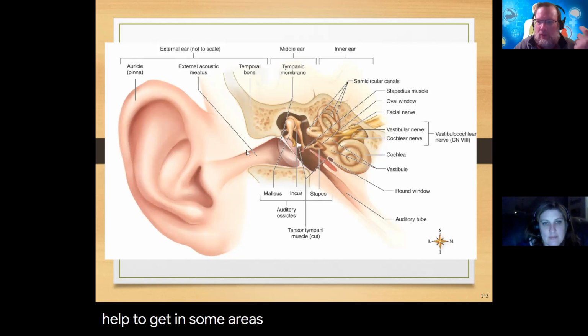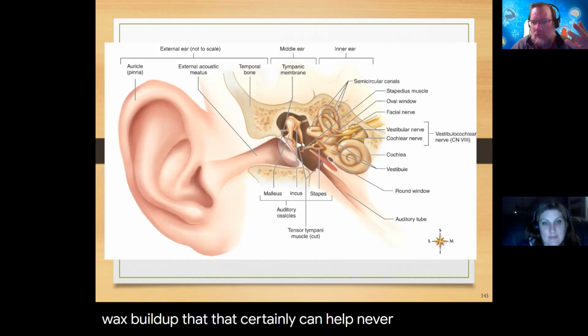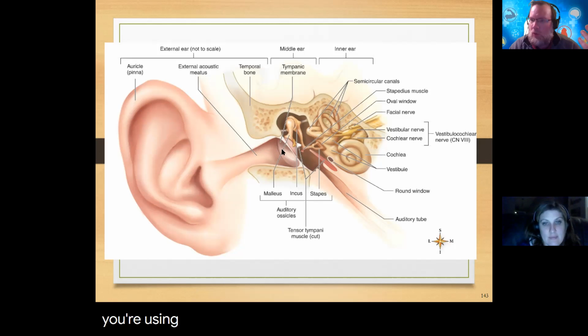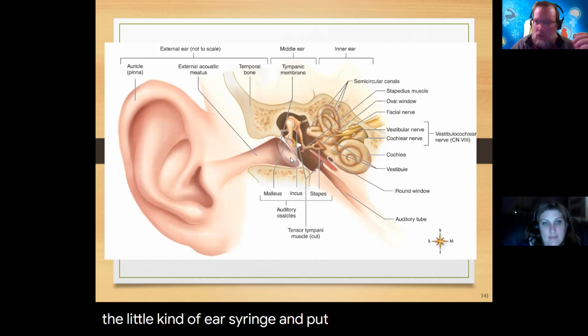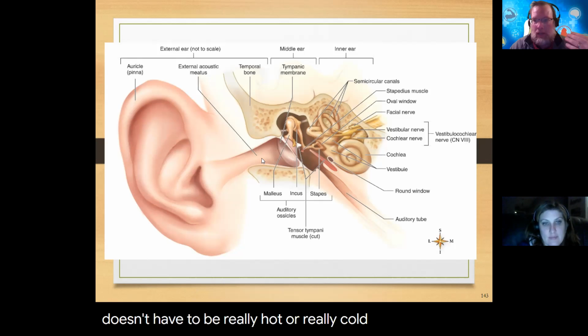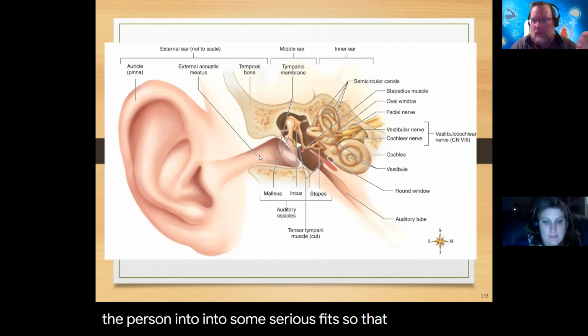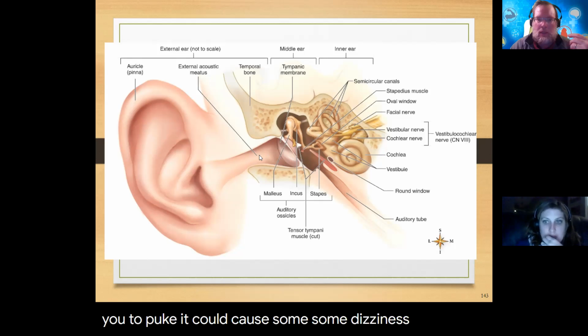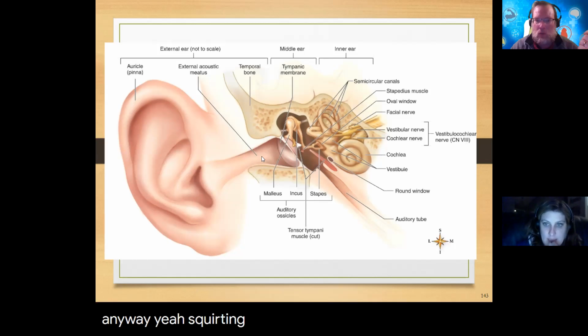Some people irrigate their ears with water. You've got to be a trooper to do that, or to have that done. But I guess if you've got a lot of wax buildup, that certainly can help. The ears are very sensitive. Never put cold or hot. It's got to be room temperature water. Or some people use peroxide, with the little ear syringe, to put in hydrogen peroxide. Even room temperature peroxide is a little too cold. If you squirt something into the ear that's really hot or really cold, it can send the person into some serious fits. It could cause you to puke. It could cause some dizziness. So just squirting ice cold or super hot into the ear can mess you up. Be careful if you're doing it.